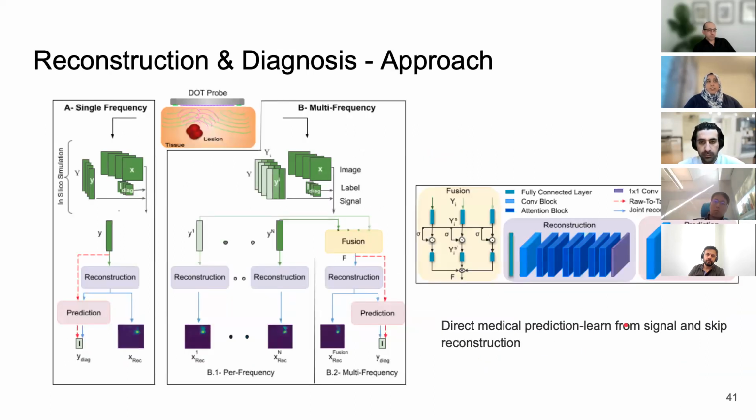So in this architecture, we basically contrast a single frequency to multi-frequency, where feeding only one frequency, we see its reconstruction and prediction performance, in contrast to a model where we use the joint representation from the different frequencies for multispectral reconstruction and prediction. We also assess a direct prediction model where we skip reconstruction completely.